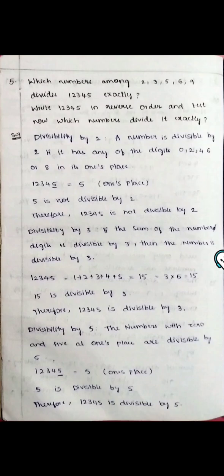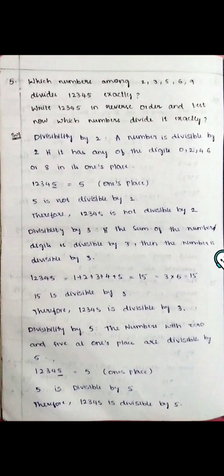Write 1, 2, 3, 4, 5 in reverse order and test now which numbers divide it exactly. Now we have to do the divisibility rule for each and every thing, like 2, 3, 5, 6, 9 for this number 12345. As we all know the divisibility rules by now.